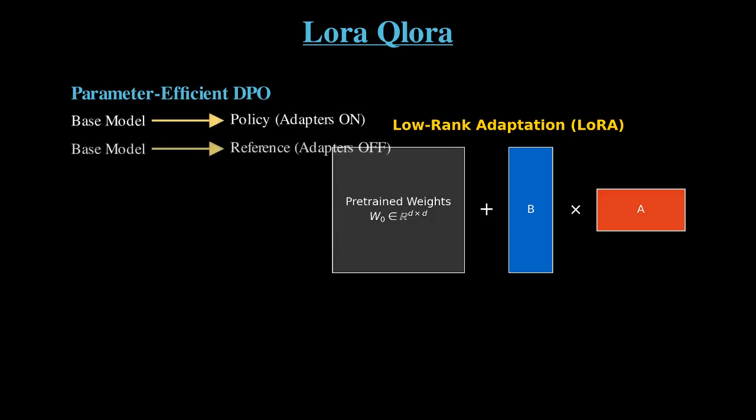In a LoRA DPO setup, you don't need a separate reference model physically duplicated in memory. Instead, you load the base model frozen in 4-bit quantization. This frozen base acts as your reference model. The policy model is just the base model plus the trainable low-rank adapters. To get the reference logits, you simply disable the adapters during the forward pass. This slashes VRAM requirements by over 50%.